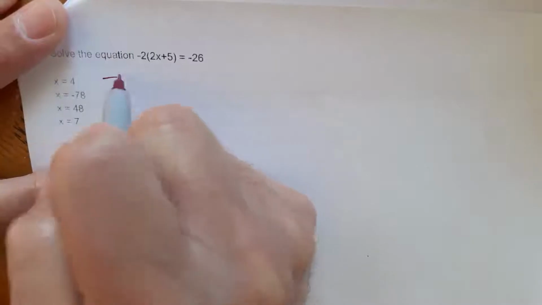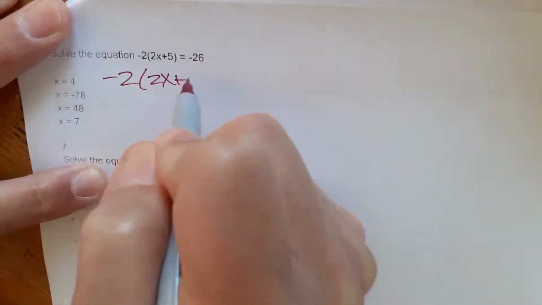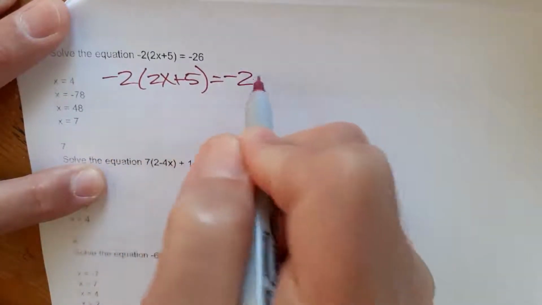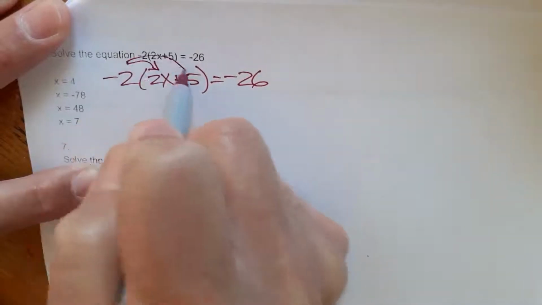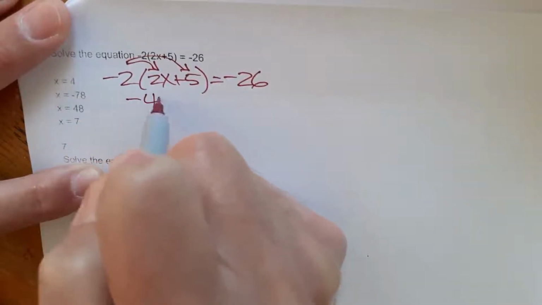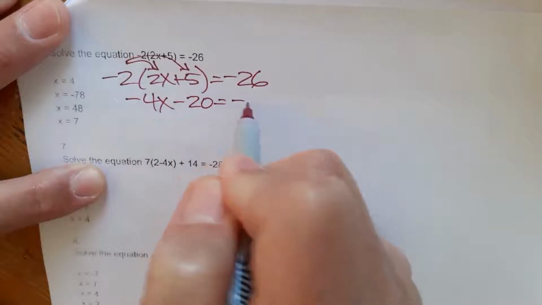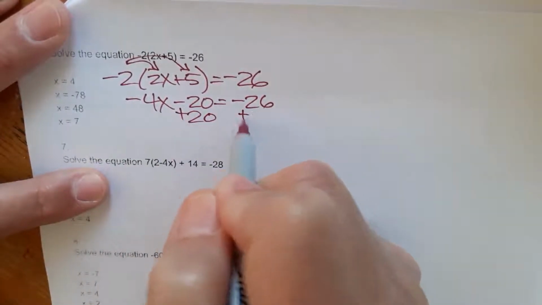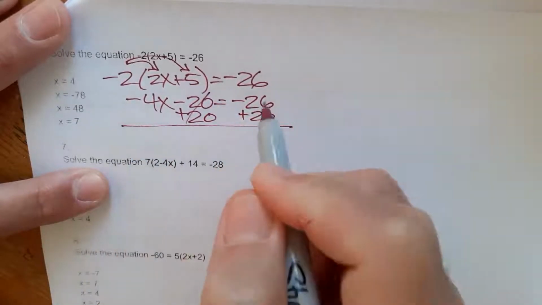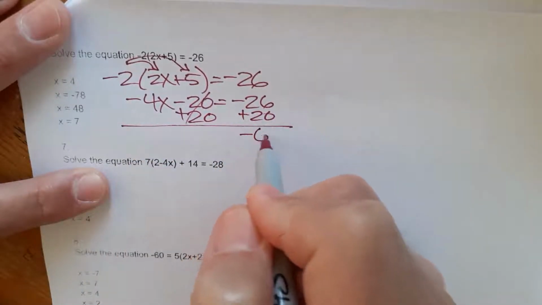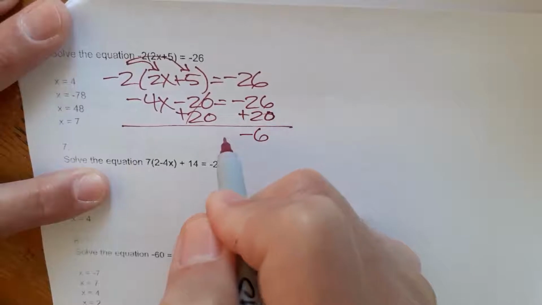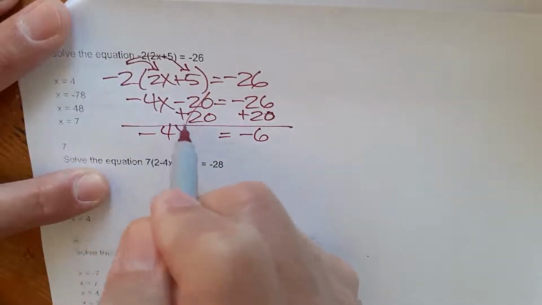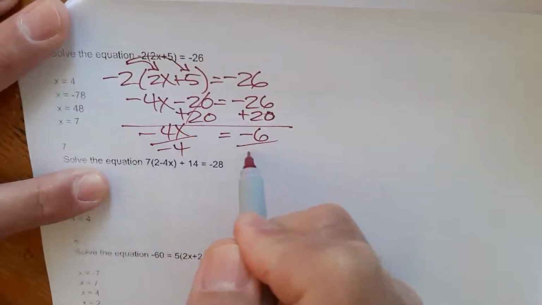Solve the equation. All right, negative 2 times (2x plus 5) equals a negative 26. Go across these terms. This equals a negative 4x minus 20 equals negative 26. We're going to add 20 to both sides. That seems like the easiest thing to do first. And this would give me a negative 6 over here. So 20 equals negative 4x here. Divide both sides by negative 4.